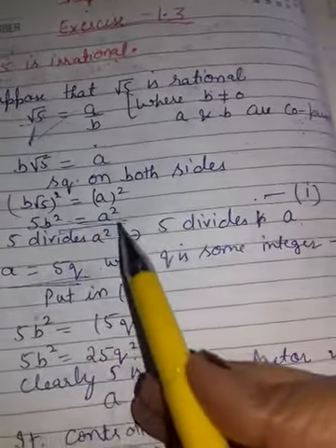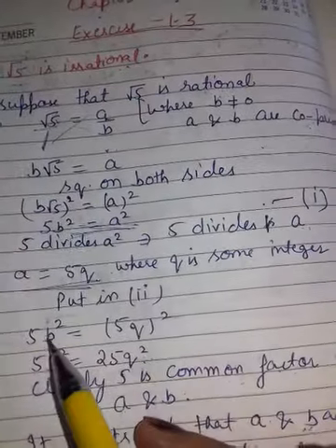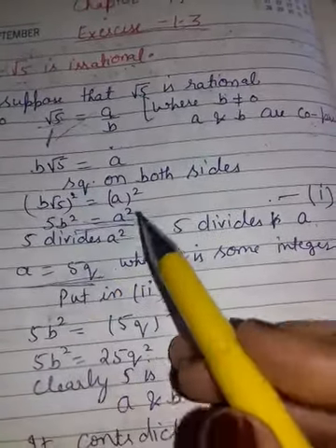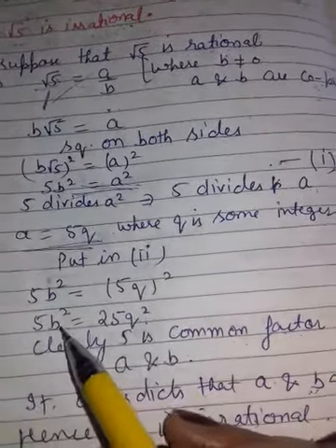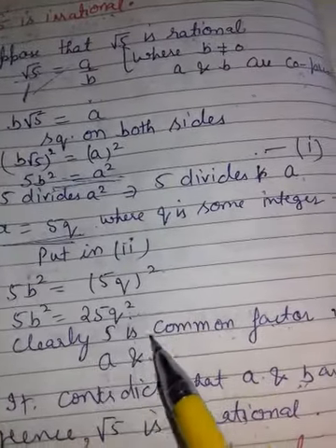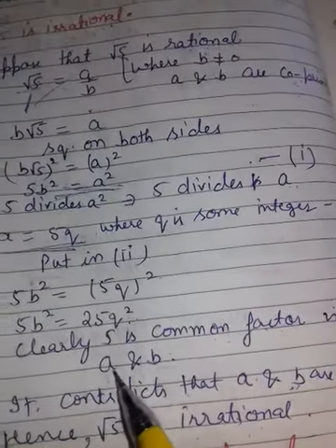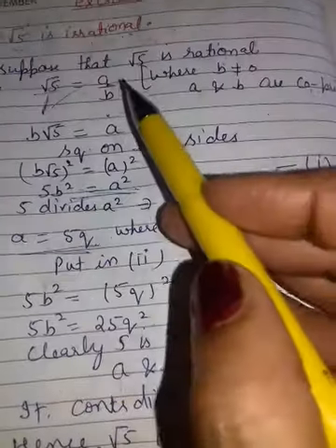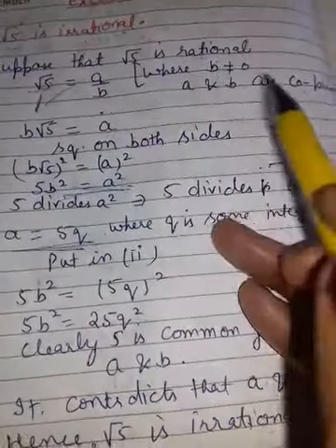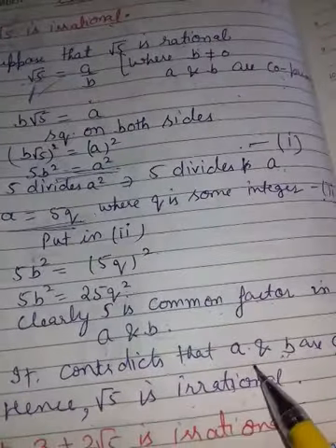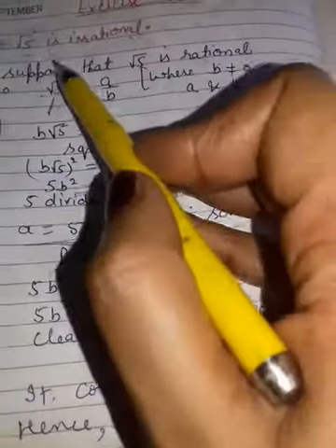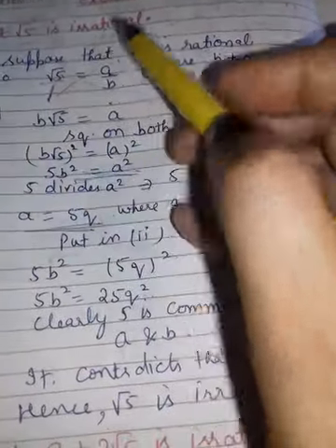So put it in your first equation, then you will get 5b square is equal to 5q whole square. Now when you open it, you will get this one. Clearly 5 is a common factor in both, but we have supposed that these only have 1 as a common factor. It contradicts our supposition, so this is an irrational number.